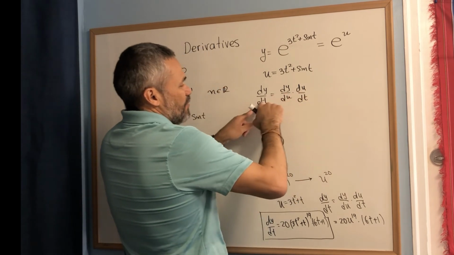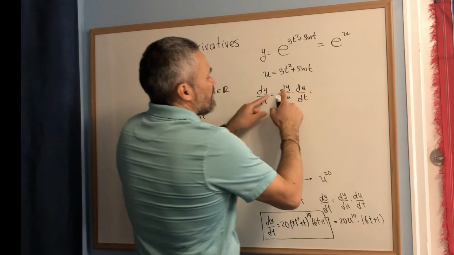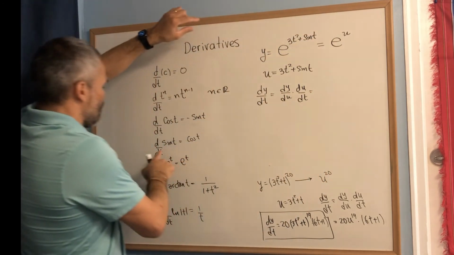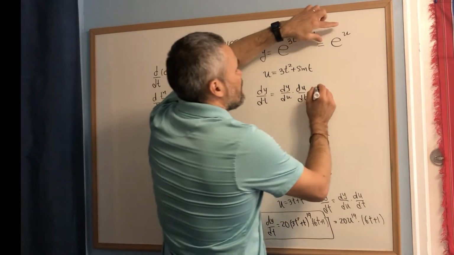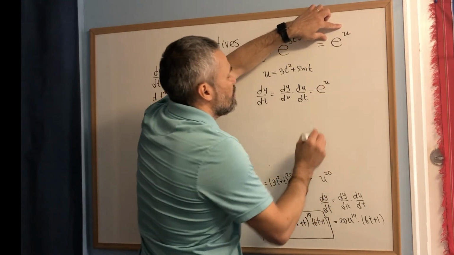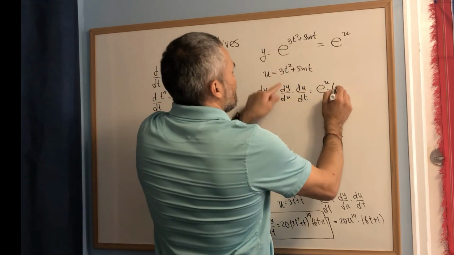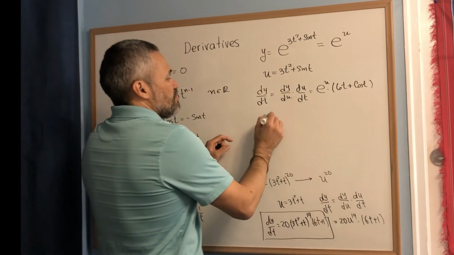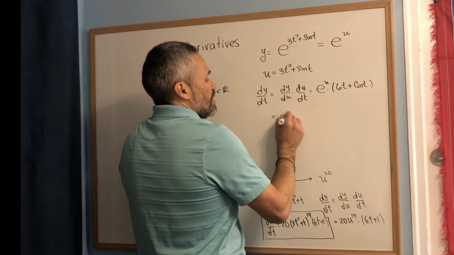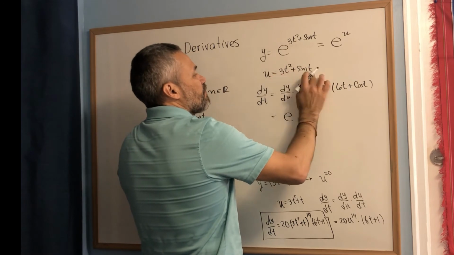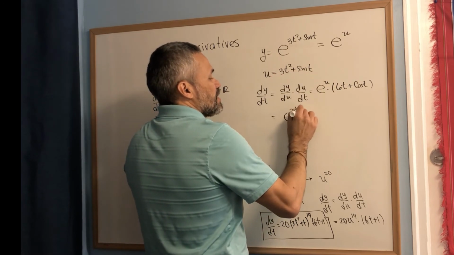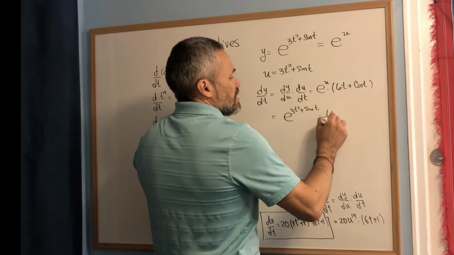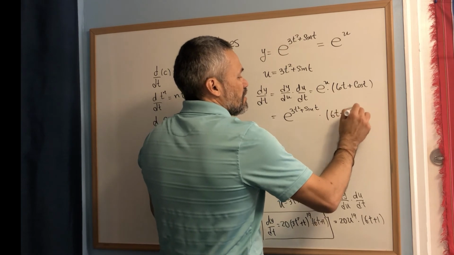Notice that the du cancel and we get the same expression. But the derivative dy with respect to u is the derivative of e to the u, following this property, is e to the u, and du dt is 6t plus cosine of t. That means that the derivative of y with respect to t would be e to the, we replace u back, 3t squared plus sine of t, times (6t plus cosine of t).